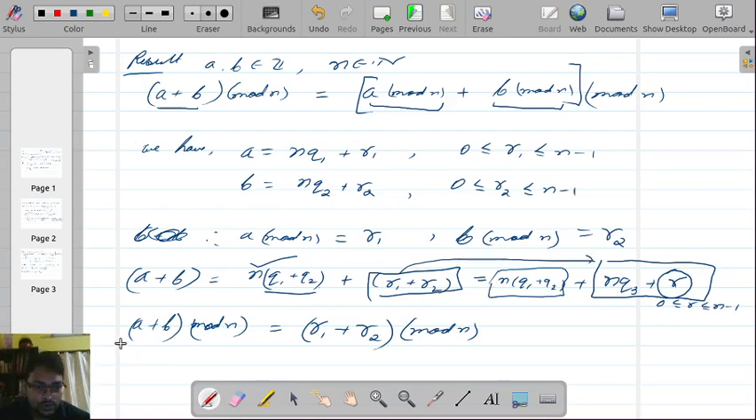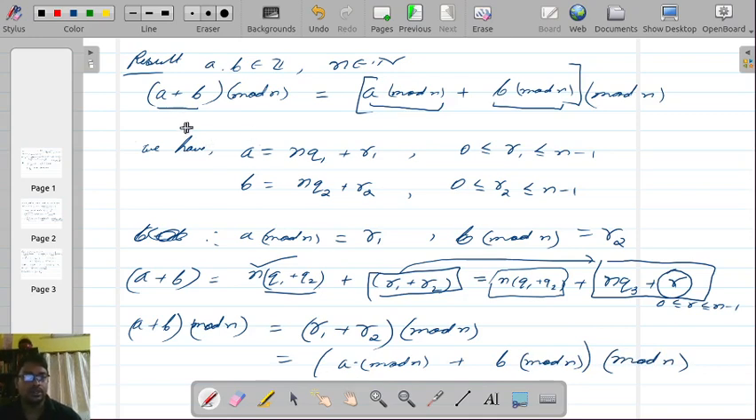Therefore the remainder when a plus b is divided by n is the same as the remainder when r1 plus r2 is divided by n. And what is r1? r1 is nothing but a mod n, the remainder when a is divided by n, plus r2, which is b mod n, the remainder when b is divided by n. Then we add the whole thing and again take modulo n. So this is basically what I was saying: a plus b mod n is the same as a mod n plus b mod n, and then the whole thing again taken mod n. You are going to get the same result.